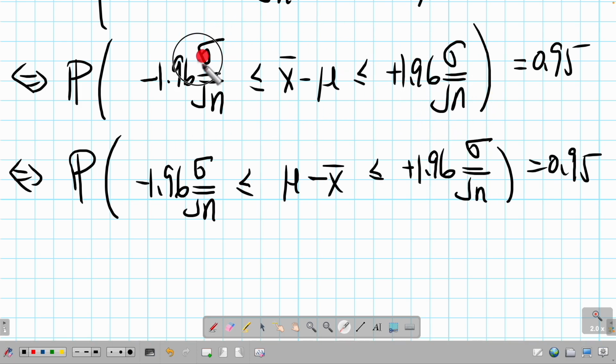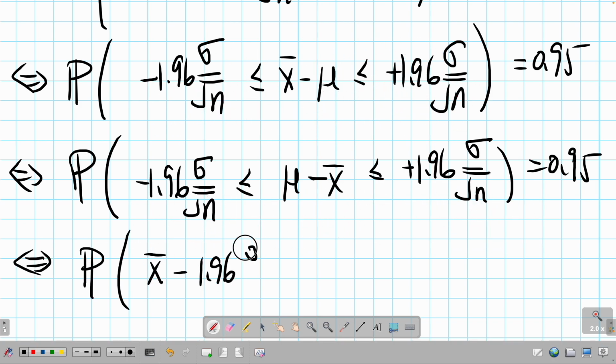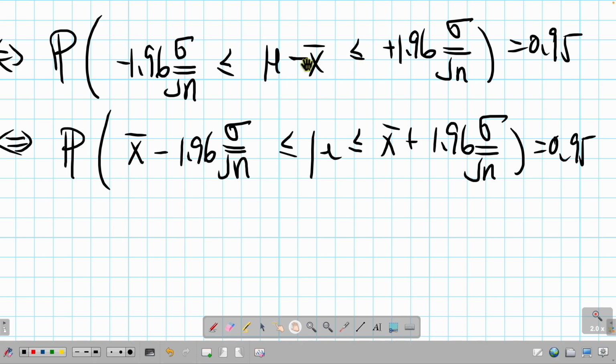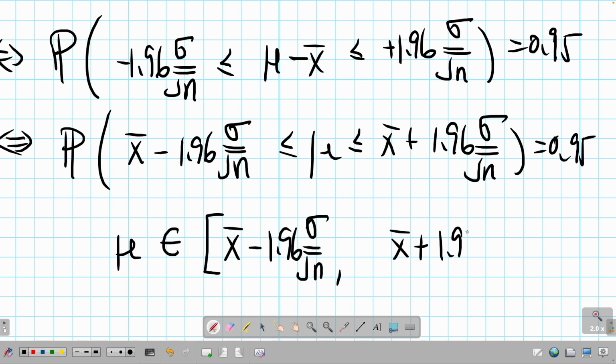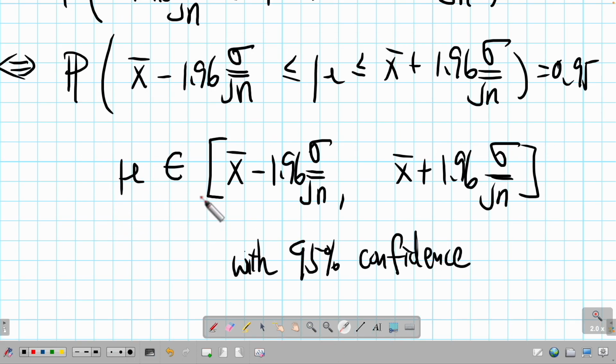From here, I multiply negative 1 in the whole expression. Basically, I flip the sign of the whole expression. I get this expression. From here, I just add x bar to the whole expression. So I get this expression. So what does it mean? It means mu is within an interval. Mu, this unknown, is within this interval.